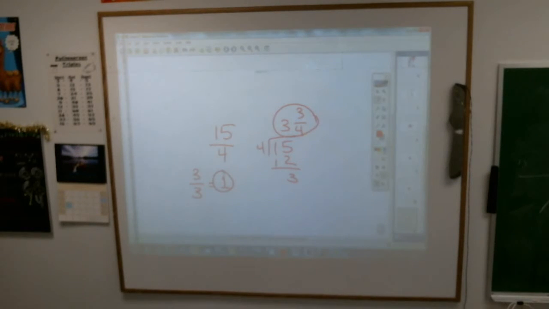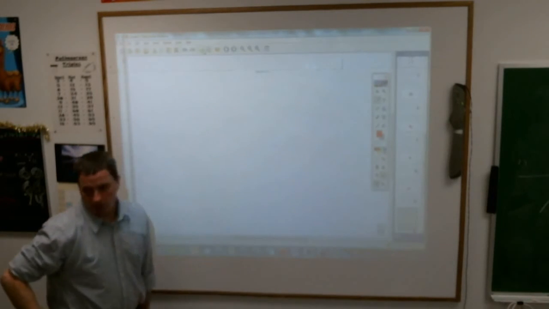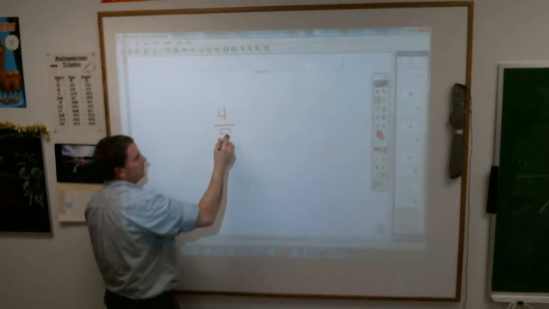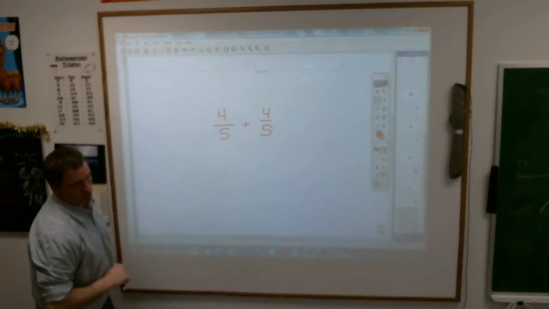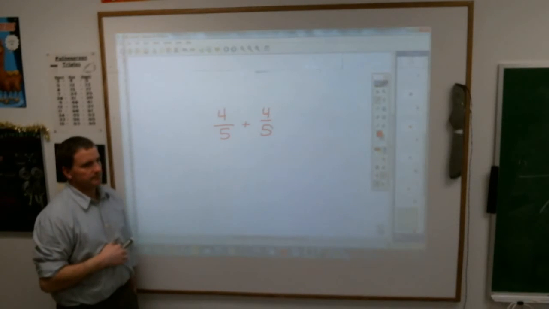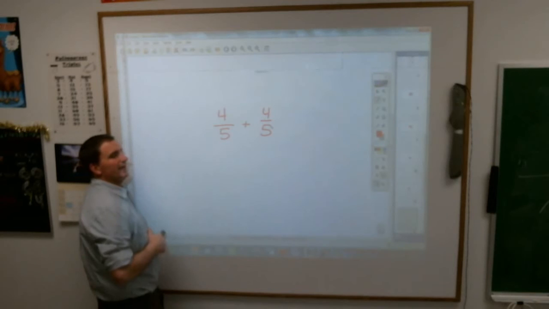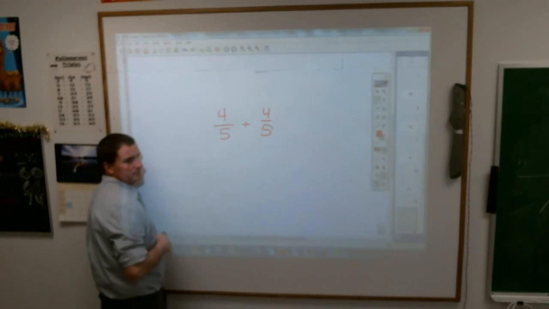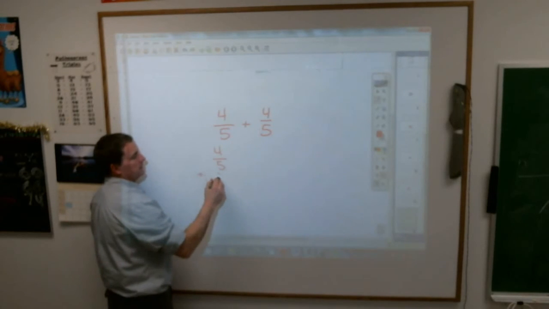So, the reason they give you that is because now they're going to start giving you some problems that look like this. What if I have 4/5 plus 4/5? Anybody know the first thing I'm supposed to do there? Write that down. Not only write it down, but write it how? Up and down, yes. We do 4/5 plus 4/5.